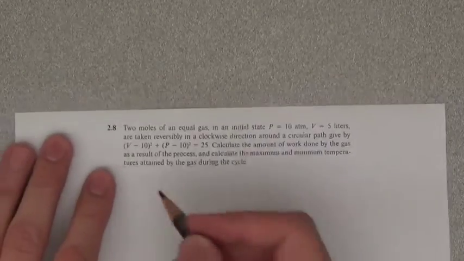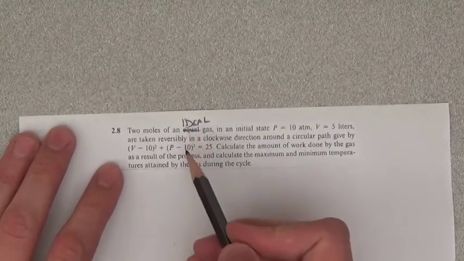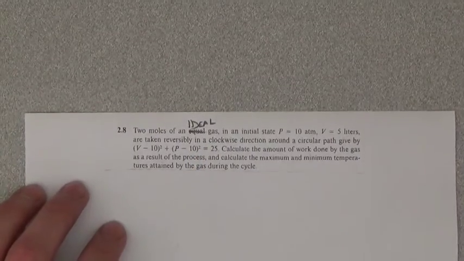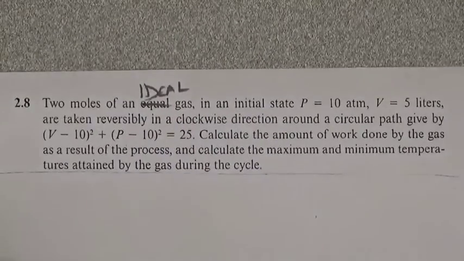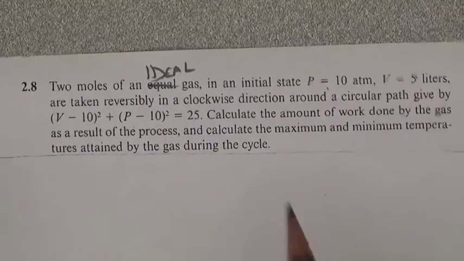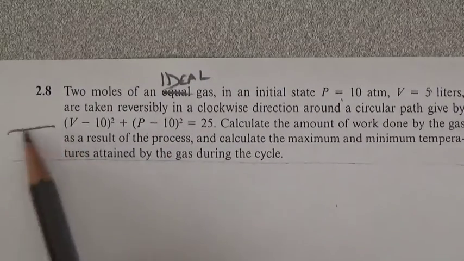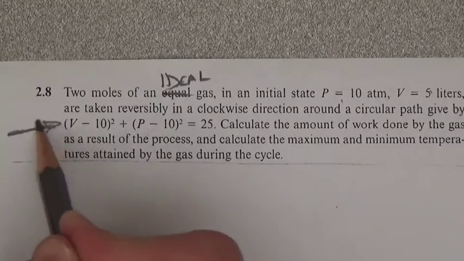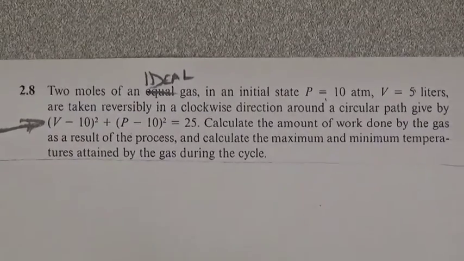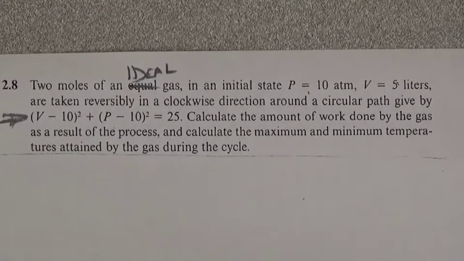All right, let's look at problem 2.8 from Gaskell. This is ideal. The version 3 of the textbook has that typo. So in this problem, we've got 2 mole of gas, and we're given the initial state, and we're told that the system traces out a curve given by this equation, and we're supposed to calculate the amount of work done and then the minimum and maximum temperatures during this.